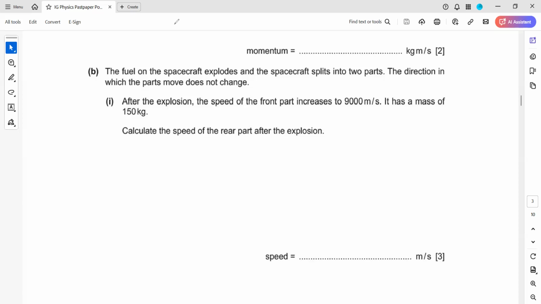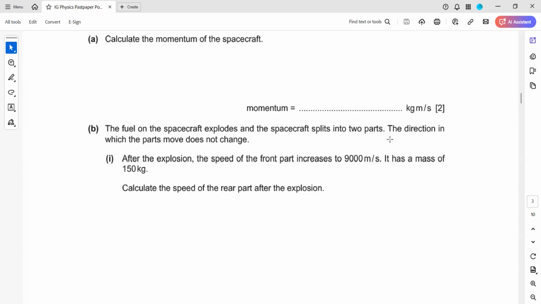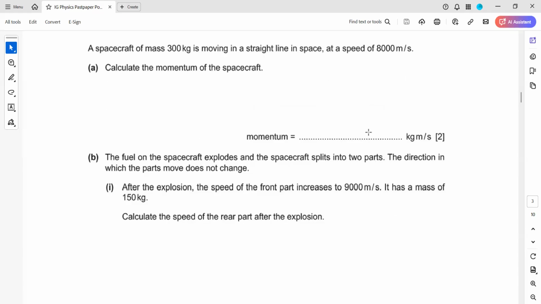So because it is an explosion, we will use conservation of momentum. What is the total momentum before? 300 times 8,000 equals the total momentum after. For the front part, the speed is 9,000 and the mass is 150, so it will be 150 into 9,000.